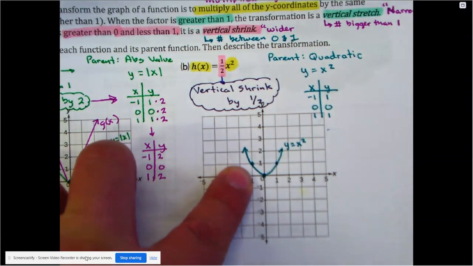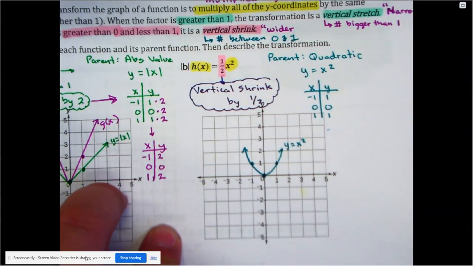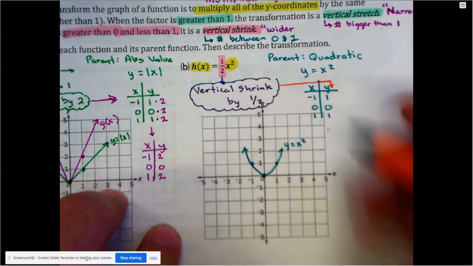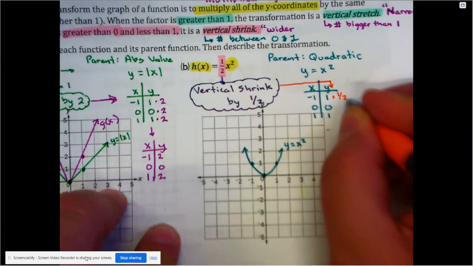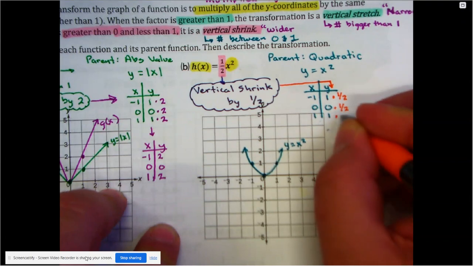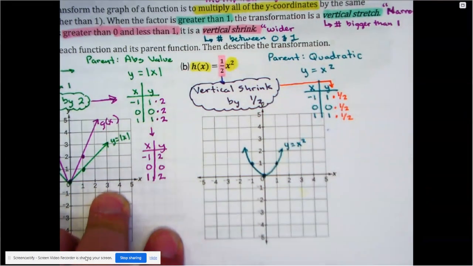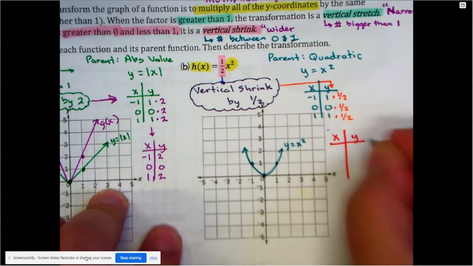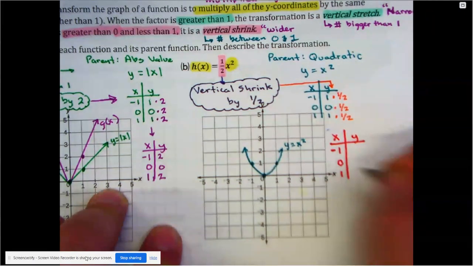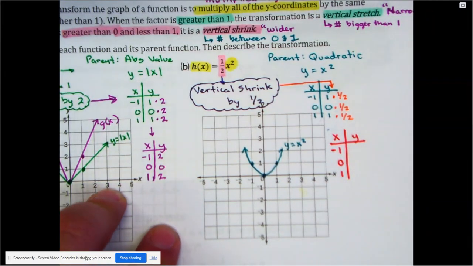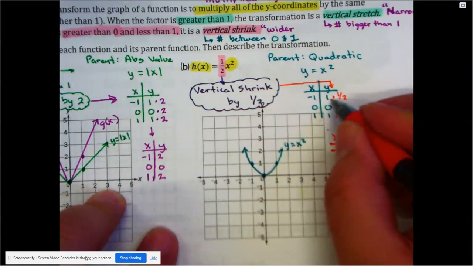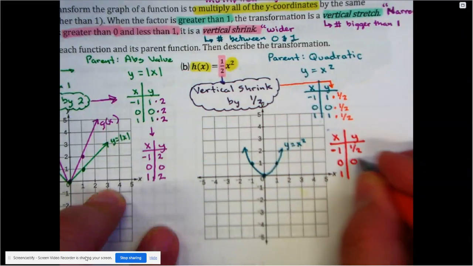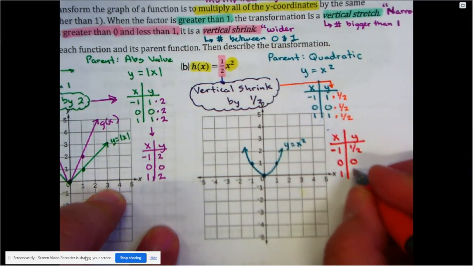Well, remember what we said yesterday. In order for me to create the shrink, all I have to do is multiply all of my y values by 1/2. So I'm just going to multiply everybody by 1/2, and I'm going to create my brand new numbers. Look, here's my new table. And in my new table, we have a negative 1, a 0, and a 1, of course, because we're not messing with our x's. We're only changing our y values. So 1 times 1/2 is just 1/2. 0 times 1/2 is still 0. And again, 1 times 1/2 is just 1/2.